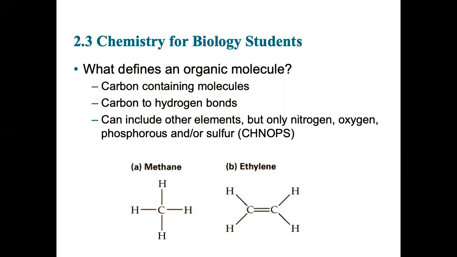But that's not it. It can't just be carbon hydrogen bonds. It can only include atoms from carbon, hydrogen, nitrogen, oxygen, phosphorus, and or sulfur. So you can't have chlorine, you can't have sodium, you can't have aluminum or iron. Those are inorganic molecules. It can only be composed of carbon, hydrogen, nitrogen, oxygen, phosphorus, and sulfur. And I remember that if you put them all together, it's CHNOPS. So carbon hydrogen bonds and CHNOPS.